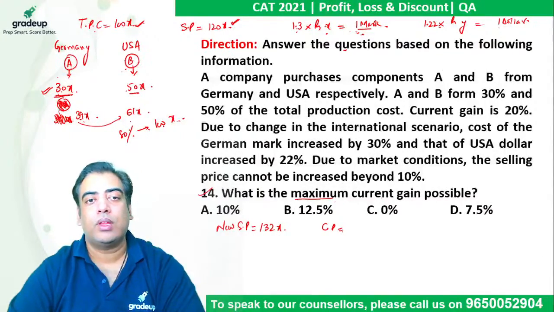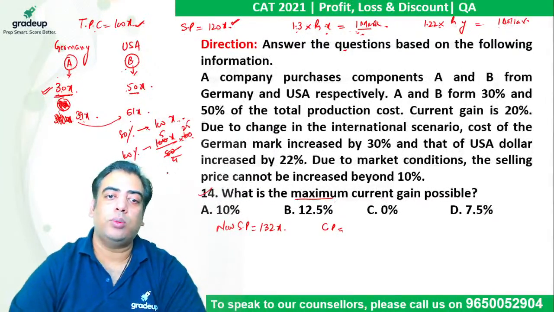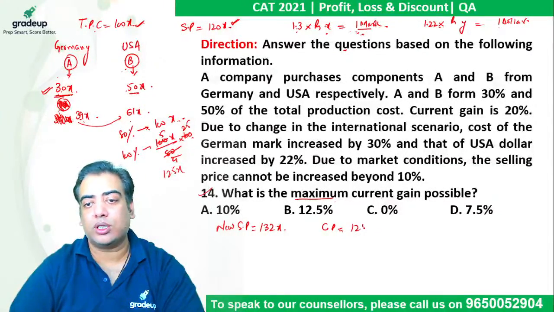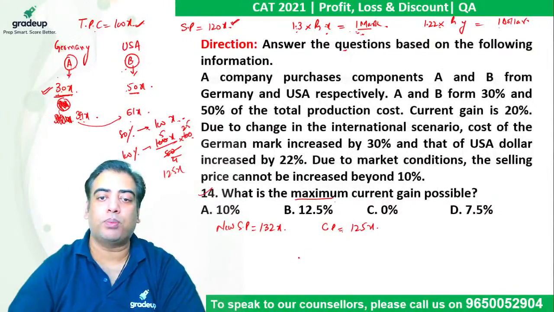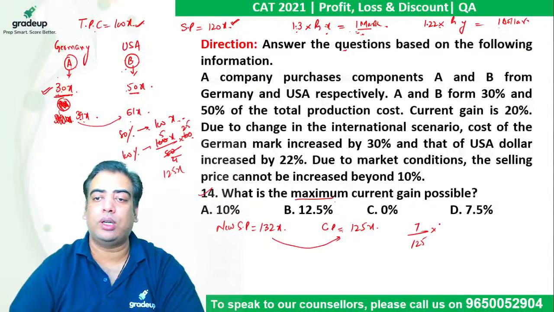Now, the total cost incurred of this 80% production cost will be 39 plus 61, which comes out to be 100x. So the overall production cost now will be 100x upon 80%. So this gets cancelled out, 20 into 4, 20 into 5, 4 into 25 comes out to be 125x. Now the new cost price is 125x. So the profit will be difference of these two, which is 7x upon cost, which is 125 into 100.